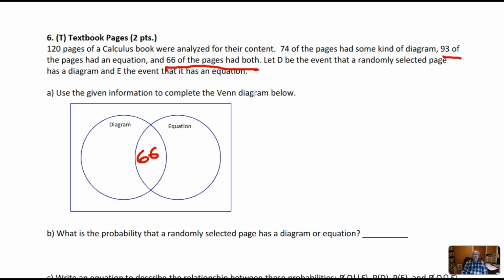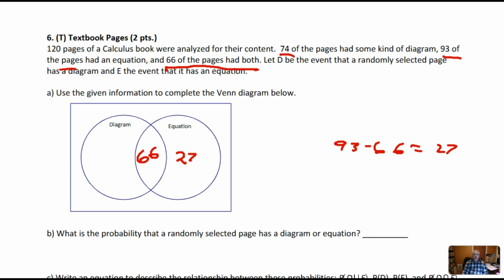It said 93 of the pages had an equation. So the total for this circle is 93. So if I do 93 minus 66, I get 27, which is how many pages are left here. So 66 have both a diagram and equation, 27 have an equation alone, and together these make 93.